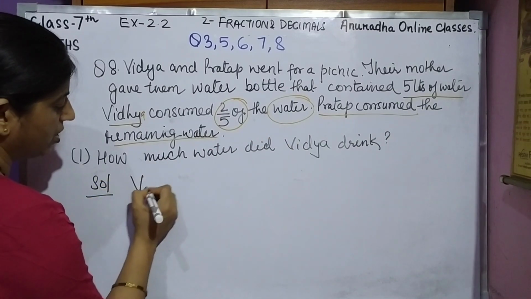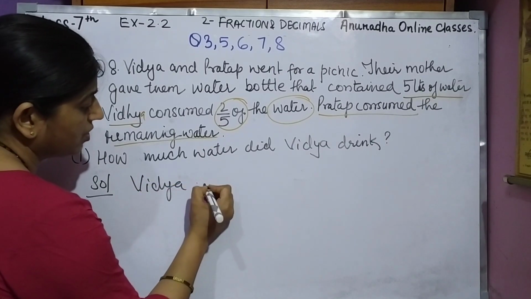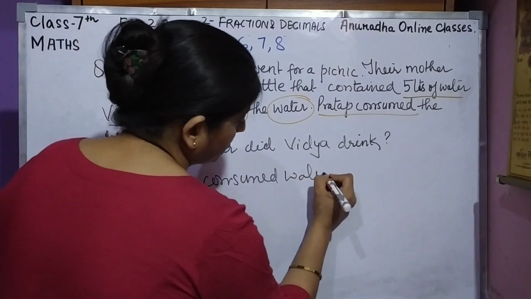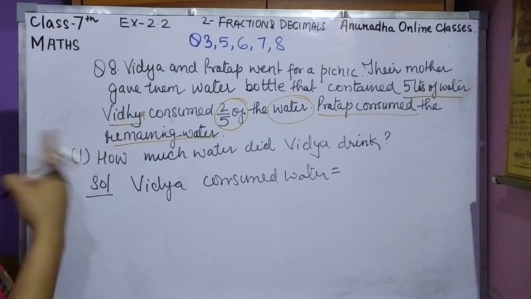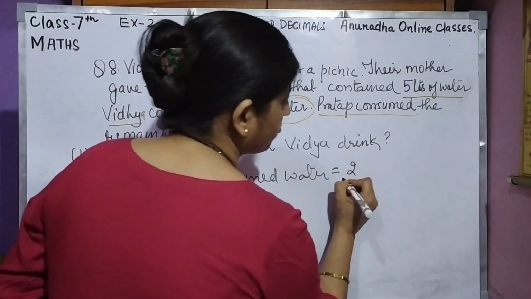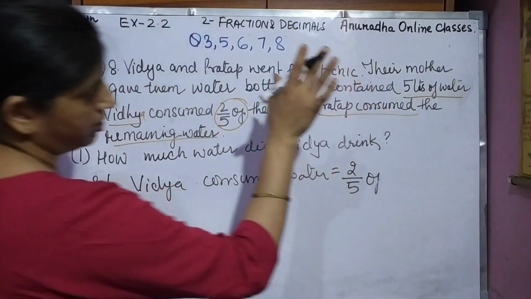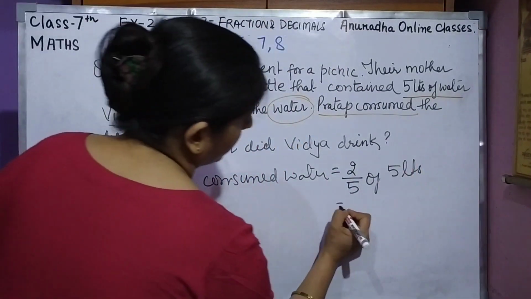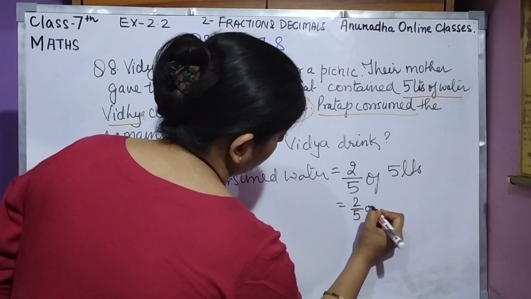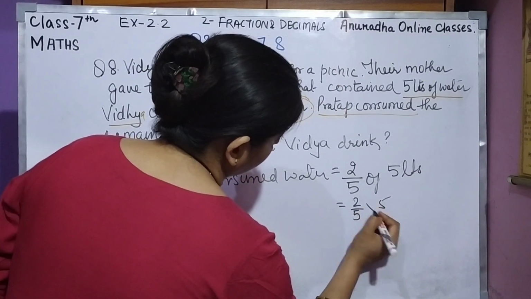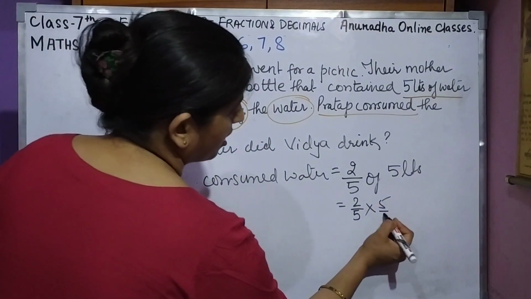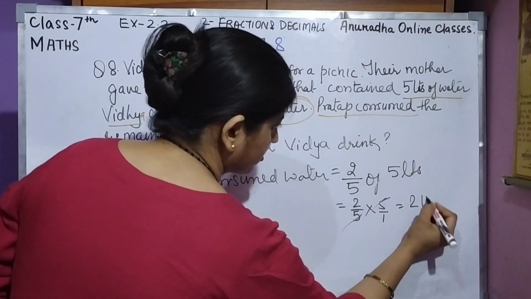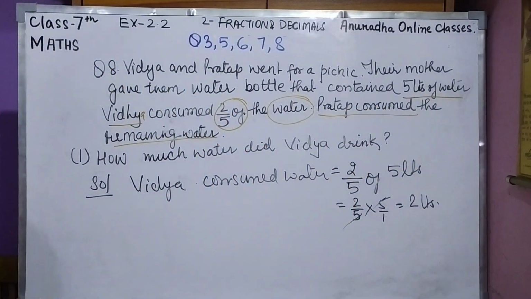Solution. Vidya consumed water, that we know as a fraction, कि कितना fraction उसने पिया. That is 2/5 of the total water. Total water कितना था उन लोगों के पास? That is 5 liters. अब देख लेते हैं 2/5 of what? Of 5. Of को हम क्या लिखते हैं? Multiplication. 5 के नीचे 1 है. And 5 and 5 get cancelled. What is left? 2 liters. तो विद्या ने 2 liters of water ड्रिंक किया.